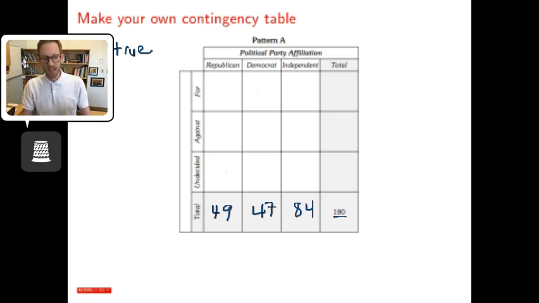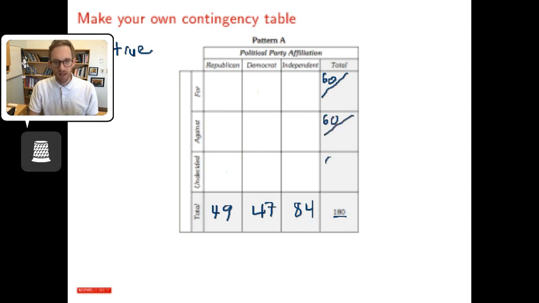Then the idea would be, if there's no difference, our expectation would be that across these we would have equal representation. So there would be 60 for, 60 against, and 60 that were undecided, kind of like pattern A that we had. That would suggest that there's no relationship between party affiliation and feelings about charters. And so then we need to figure out how this 60 might break down based on these proportions.